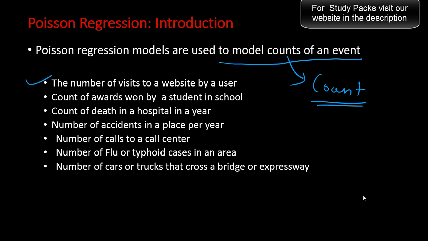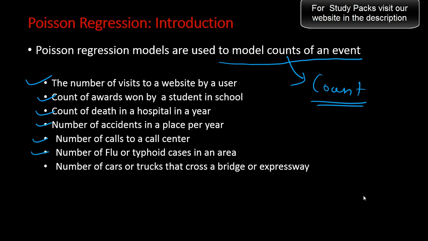Well, the examples could be the number of visits to a website by a user. Okay, so that could be a count, right? Count of hours won by a student, that could be another example. Count of death in a hospital in a year, number of accidents taking place, number of calls to a call center, number of flu or typhoid cases in an area, number of cars or trucks that cross a particular bridge or expressway. So these are typical examples of a count data dependent variable or target variable.